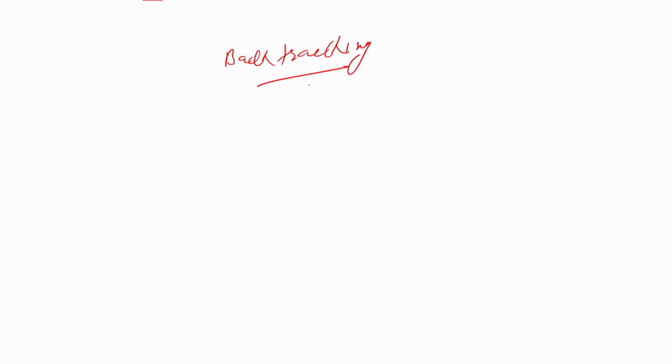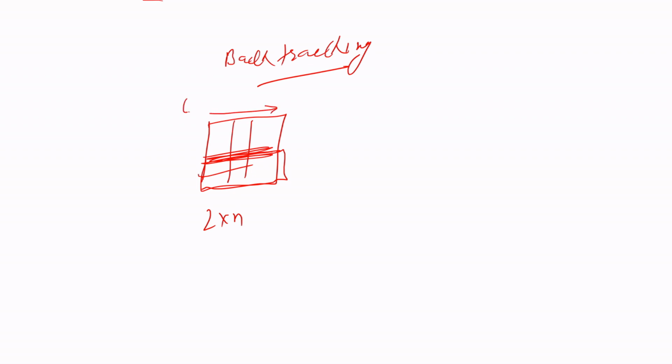So you know that in backtracking, where we fill the board from left to right, if there is a board, we can take 2 cross n, right? So if this is 2 cross n, what we can do is fill the board from left to right.